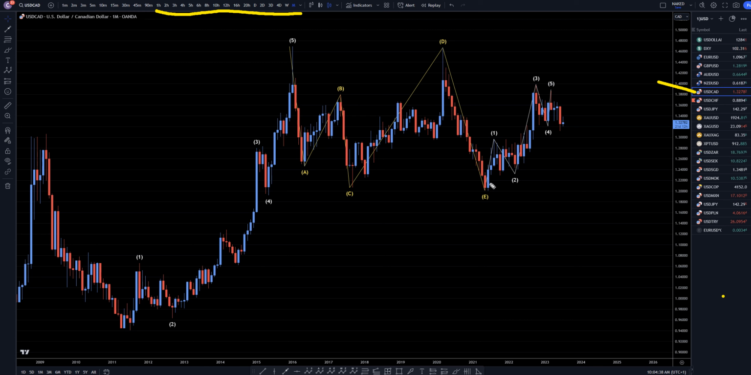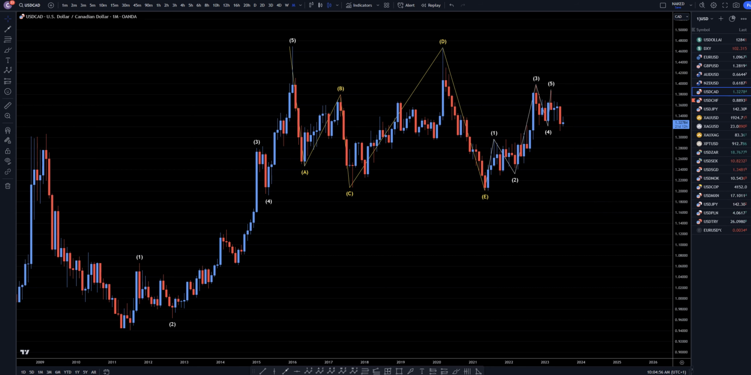So, on the monthly dollar Canadian, I think we already have a complete 1, 2, 3, 4, 5 up. I think we already have an end of a trend. We definitely have taken out structure. I do believe, especially looking at the dollar index, that this is most likely going down, probably going to go all the way down and take out the low of wave E.